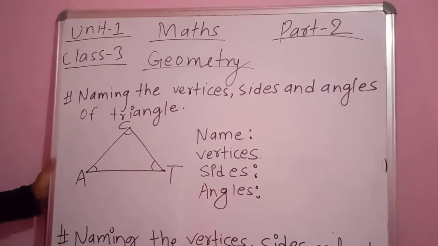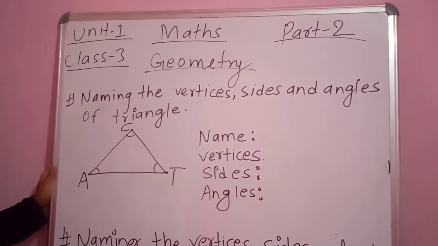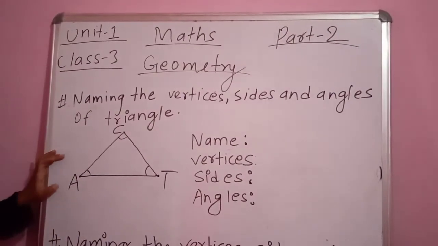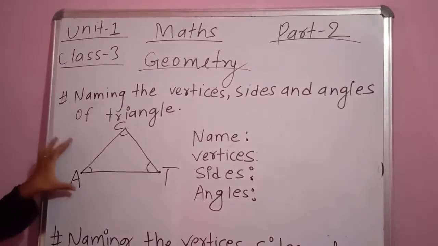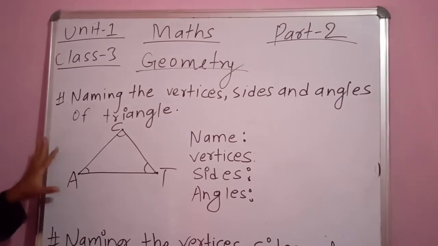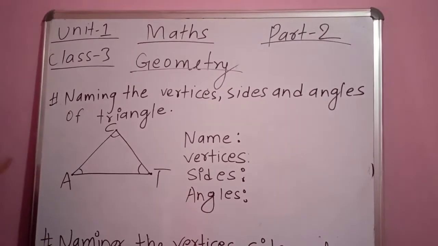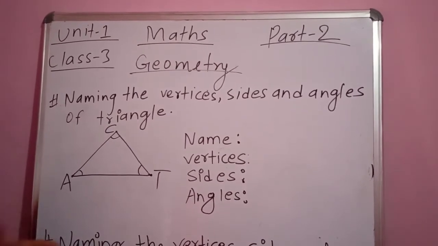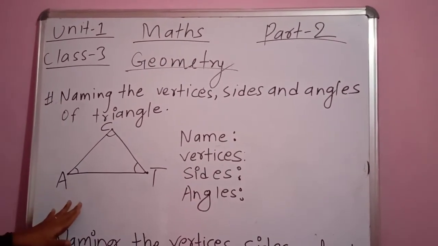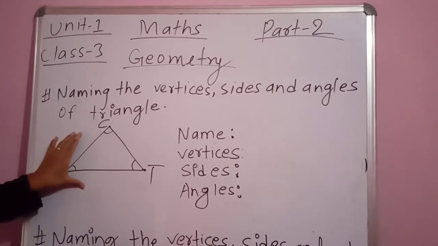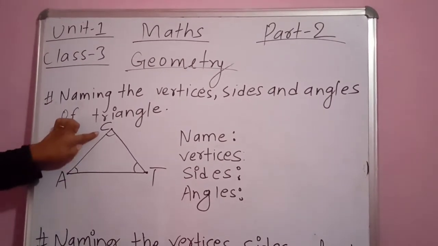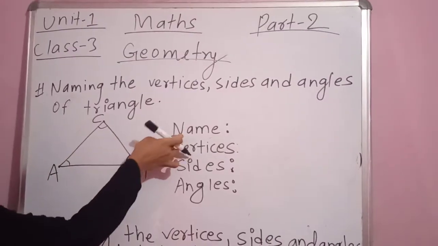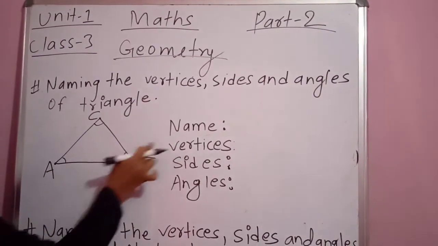Now I am going to teach you how to name the vertices, sides and angles of a triangle. I think in your junior classes you were taught about the triangle, and how many corners, angles or vertices it has, or how many sides it has, isn't it? So it is a figure of a triangle and I have named it CAT. You have to give the name to the triangle also.